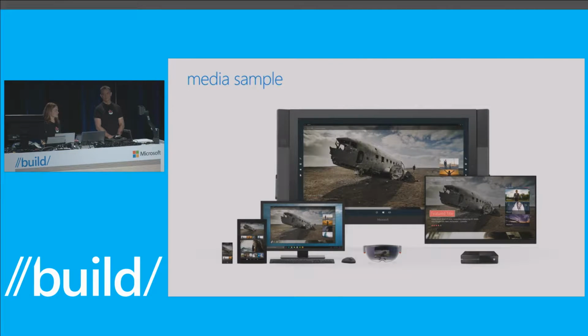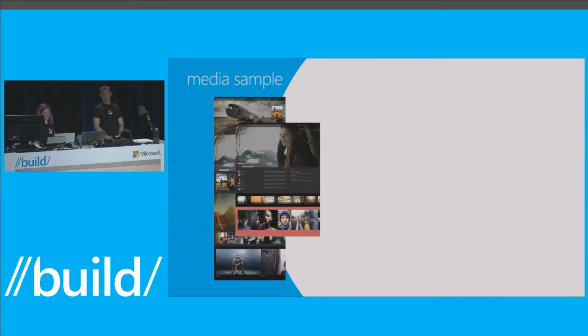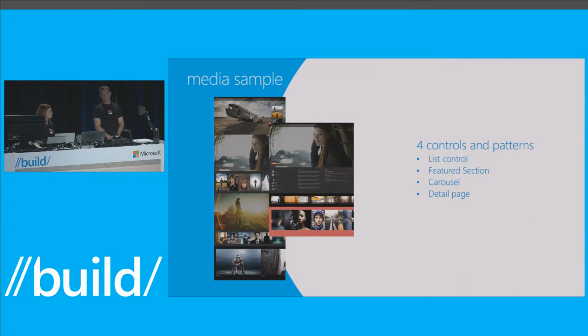The first app that we're going to actually use is the Media Sample. We talked about that. Actually, Jonathan Wiedemann had talked about that with Karen Kessler on Wednesday. And we'll go through that again as far as in-depth what we're pulling from that. We're looking at leveraging 4 controls and patterns in this to actually create this new app we're going to do. So we use the list control, the features section of the carousel, and then the detail page from it.